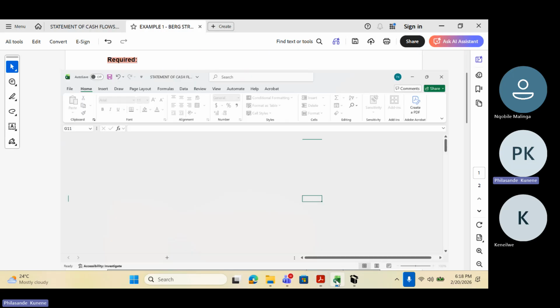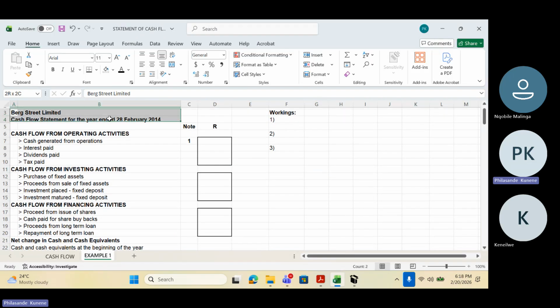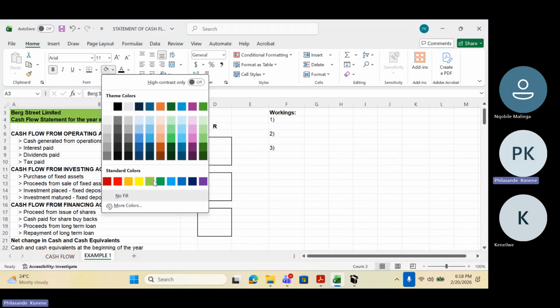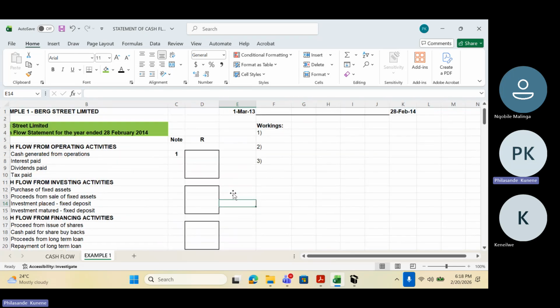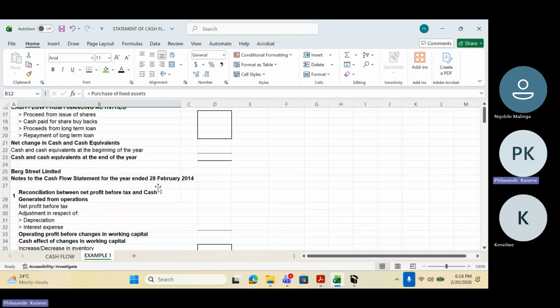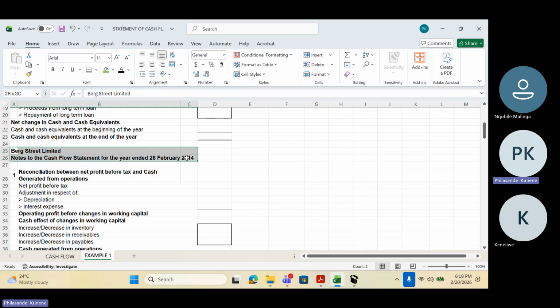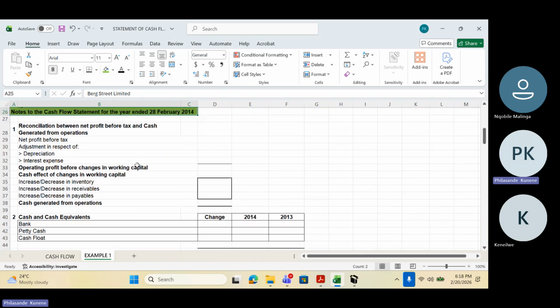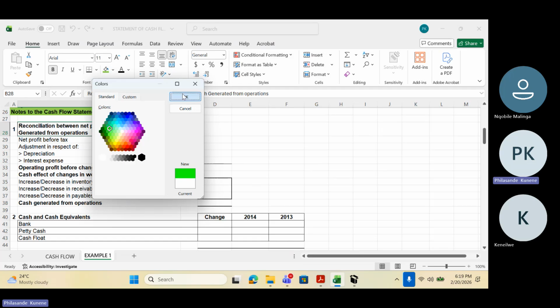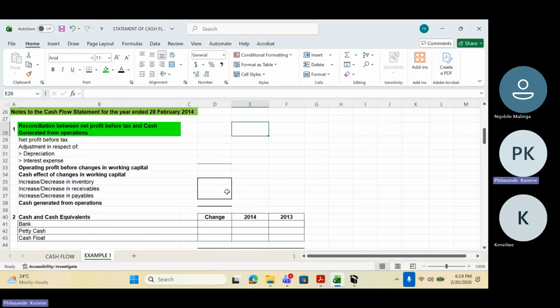Okay, let me go to my Excel. So here you can see what I have. I'm going to have a cash flow statement, and then I'm going to have the note to the financial statements, which is a reconciliation between the net profit before tax and cash generated from operations. For now, I want us to start with note number 1 first, so that we can see if we can do it.